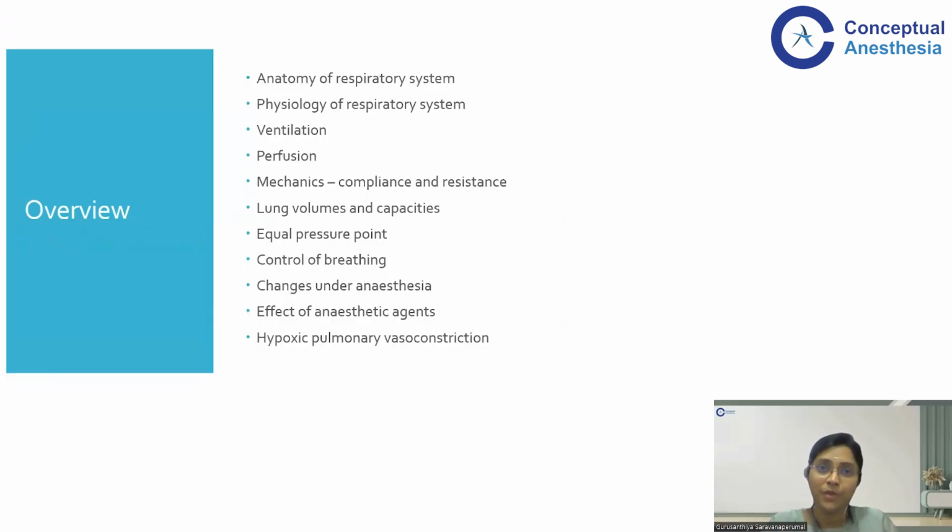And the overview of the chapter will cover anatomy and physiology of the respiratory system, ventilation, perfusion, the mechanics such as respiratory compliance and resistance, the lung volumes and capacities, a brief note on equal pressure point, the control of breathing, what the changes in the respiratory system under anesthesia are, and what the effects of anesthetic agents on the respiratory system are, and a last note on hypoxic pulmonary vasoconstriction.